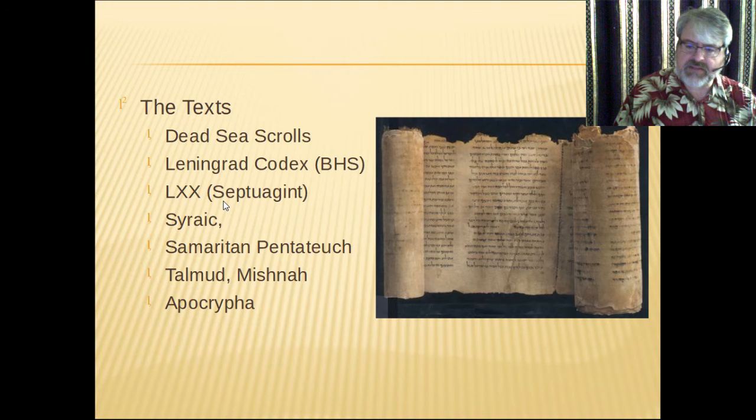It's believed that the Septuagint represents an even older text form of the Old Testament than what we see represented in the Leningrad Codex. But then you have the Syriac, the Peshitta, the Samaritan Pentateuch, the Talmud, the Mishnah, which are actually comparatively modern understandings of the Hebrew Old Testament. And then you have the Apocrypha.